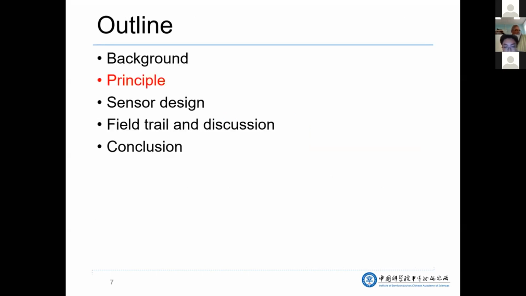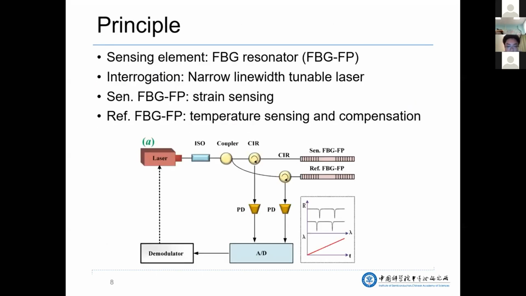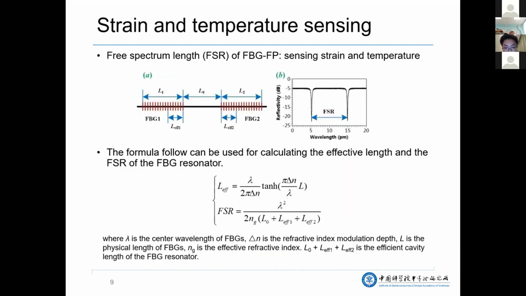Next, I will introduce the principle. We use FBG-FP as the sensing element. A narrow linewidth tunable laser is used for interrogating the wavelengths of the FBG-FP. A sensing FBG-FP is used for strain sensing. A reference FBG is used for temperature sensing and then used for temperature compensation. For FBG-FP, the FSR is related to strain and temperature. We can realize strain and temperature sensing by measuring the FSR.